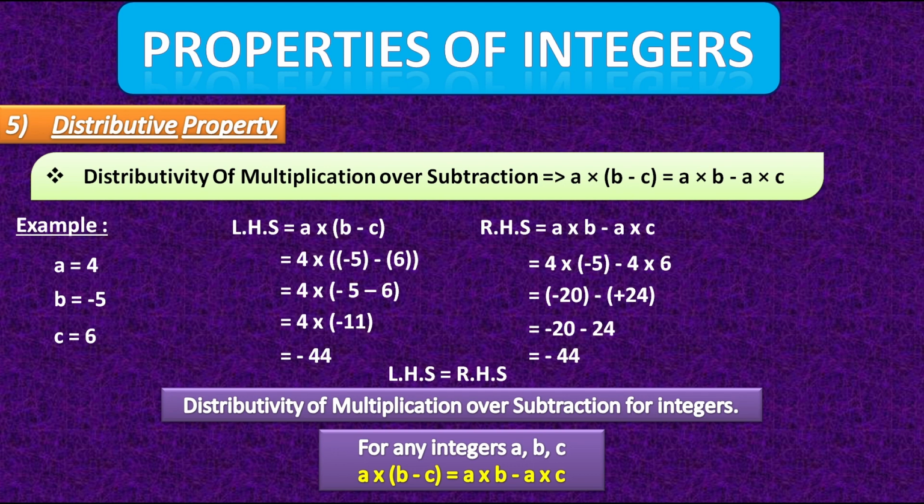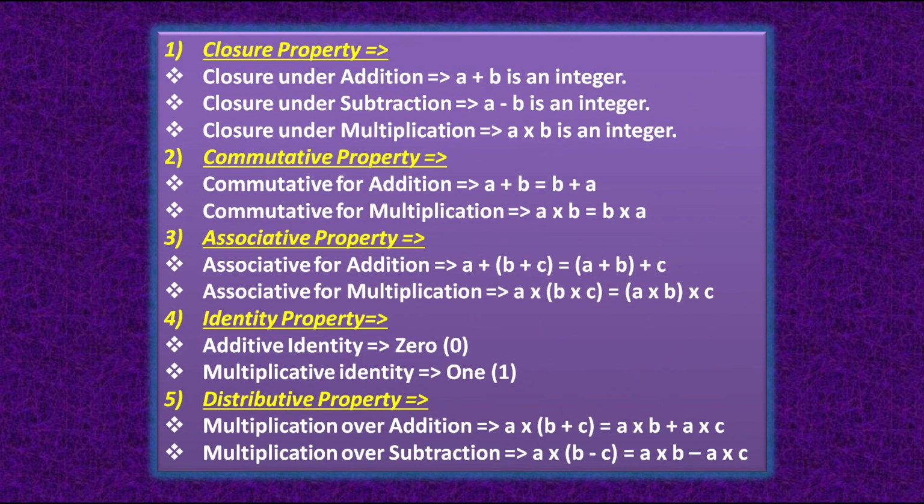Now, I have summarized all the properties here. You can go through it. Just remember that the closure property holds only for three operations, that is addition, subtraction, multiplication. Commutative property holds for addition and multiplication. Associative property holds for addition and multiplication. Identity property is there only for addition and multiplication, and distributive property is multiplication over addition and multiplication over subtraction.